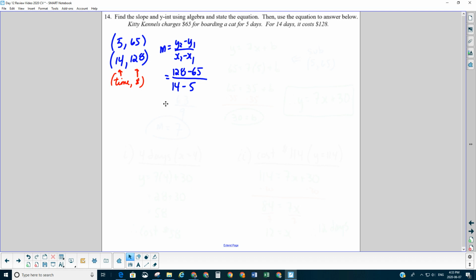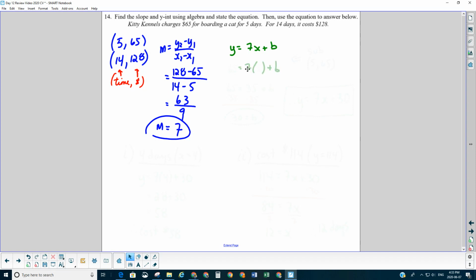We can go to our calculator here then and say that 128 minus 65 is 63, and 14 minus 5 is 9. 63 divided by 9 is 7, and we figured out that 7 is our slope. That means it is $7 per day to board the cat. But there must be some registration fee or initial value or flat rate, and so that's what we have to figure out next. All we have so far is the 7, so we know the equation is y equals 7x plus something, some flat rate.